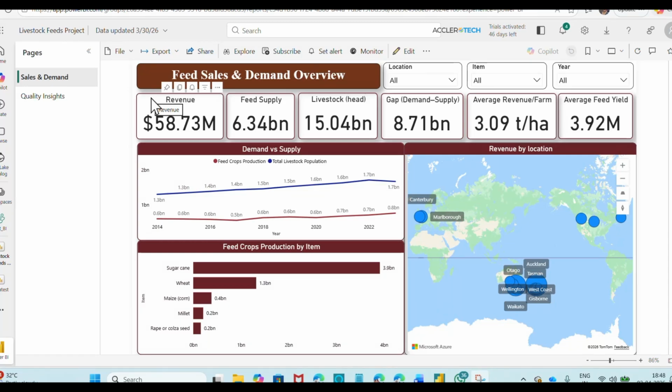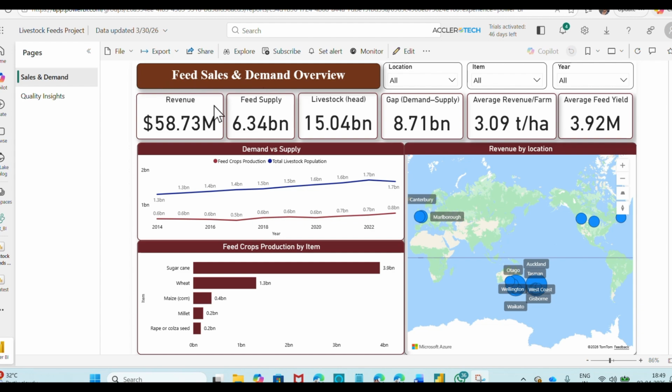Livestock and feed operations operate under constant pressure: growing demand, complex supply chains, and strict quality expectations. To manage this complexity, leaders need more than reports. They need connected real-time insights. This demo showcases how an AI-enabled livestock and feed dashboard brings together demand, supply, and quality into a single view.